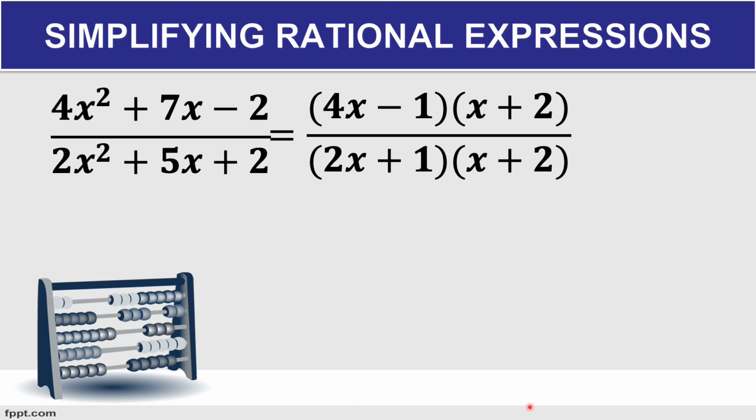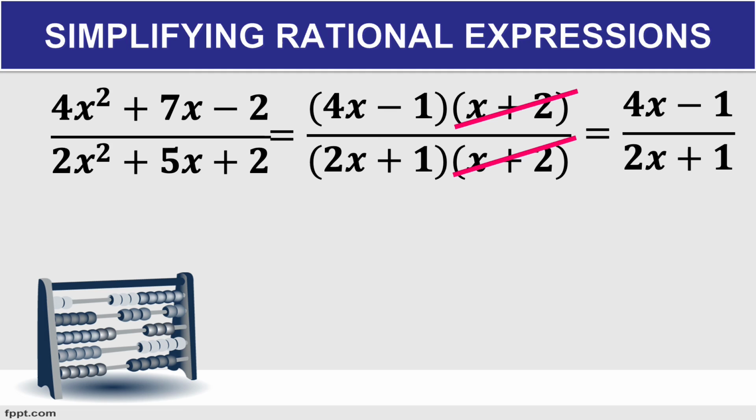Then, proceed na tayo sa ating simplifying rational expressions. So, cancel out natin ngayon yung magkapareho sa kanila. Okay? X plus 2 saka x plus 2, ika-cancel out natin. Then, ang final answer natin, yung remaining factors, which is 4x minus 1 over 2x plus 1.